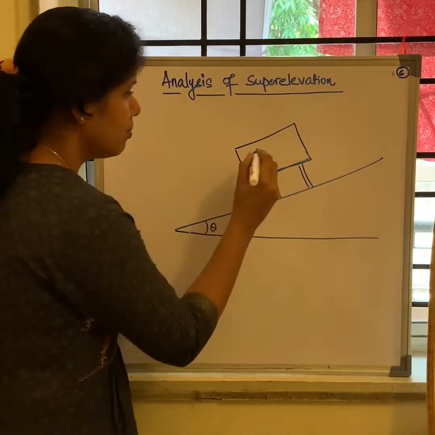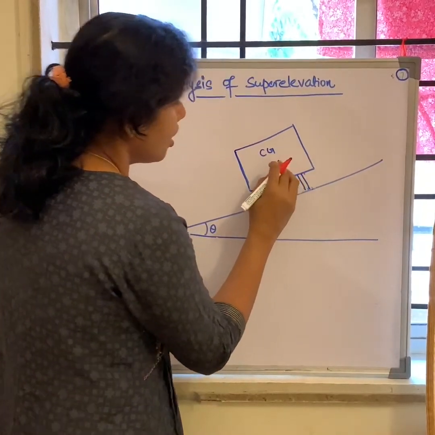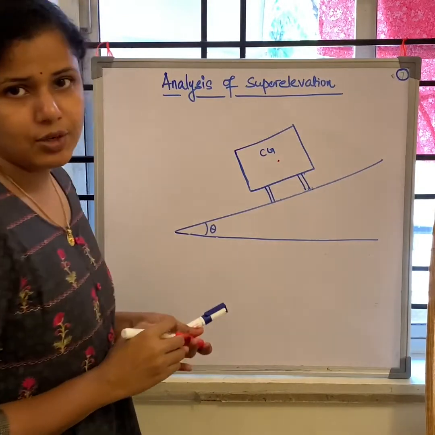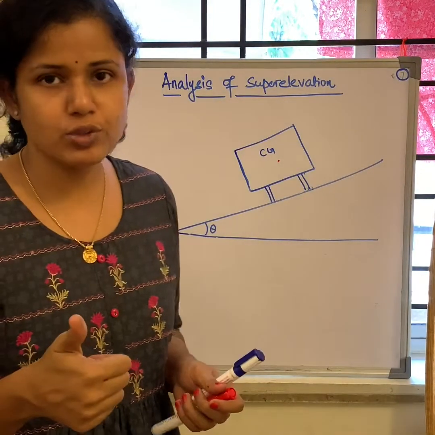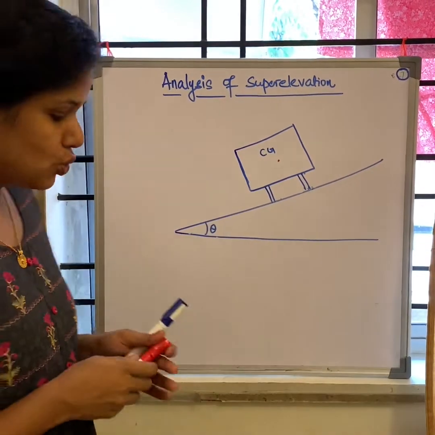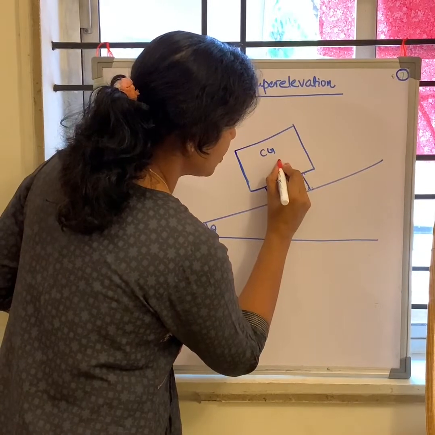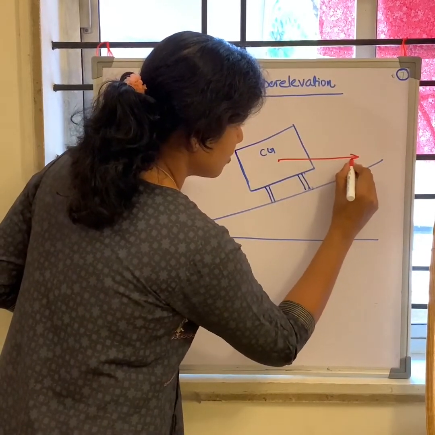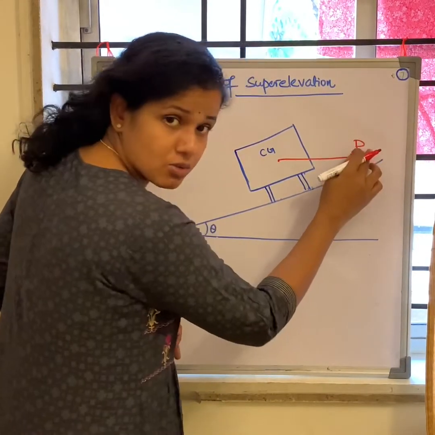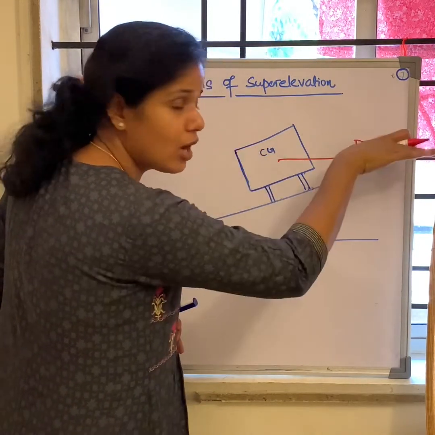Clear? Now mark the center of gravity. So what are the forces acting on it? We know that centrifugal force is developing and the weight of the vehicle. So these are the first two forces we are going to mark. Centrifugal force is acting horizontally outwards. Please note that P stands for centrifugal force through the center of gravity horizontally outwards.